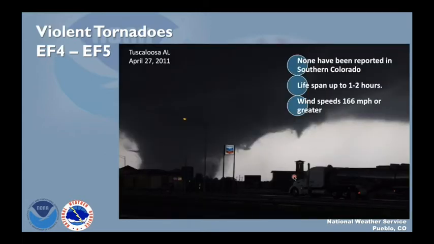Now, we have not seen an EF4 and EF5, and these are the most violent tornadoes. Very scary. This is from Tuscaloosa on April 27th of 2011. A very historic storm during a historic outbreak. These are long track, so they just form and they're just in the perfect environment that they just continue. So they can last up to 1 to 2 hours, just causing havoc and destruction as they propagate with time. Wind speeds are 166 miles an hour or greater.